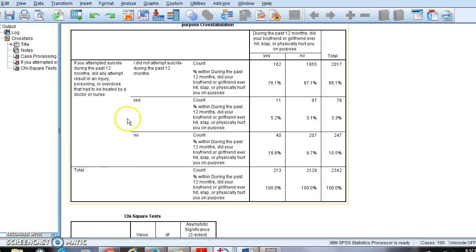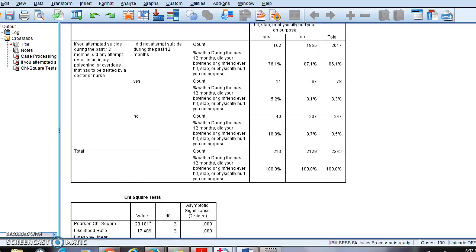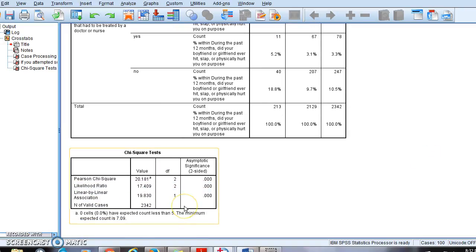So that's just a little bit on how to read the cross-tabulation. And moving down is our chi-square test box. Here we look at our Pearson chi-square value, and it's 20.181. And then we want to look at the p-value. So all of these are p-values. For some reason, SPSS likes to label p-values as asymptotic significance, two-sided. So our p-value is less than 0.05.